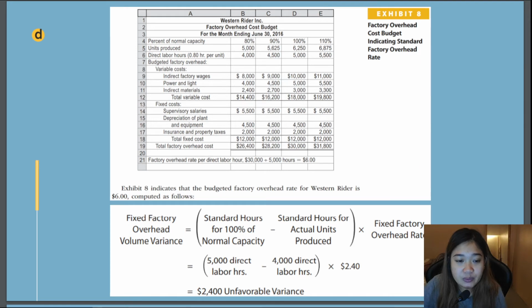Because Western Rider produced 5,000 XL jeans during June, the standard for the actual units produced is 4,000 direct labor hours. This is 1,000 hours less than the 5,000 standard hours of normal capacity. The fixed overhead rate of 2.40 was computed earlier. Thus, the unfavorable fixed factory overhead volume variance is 2,400.